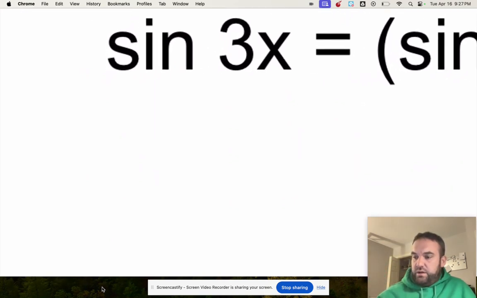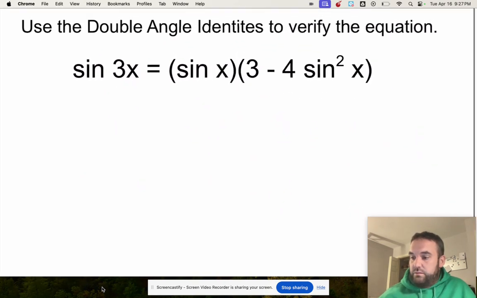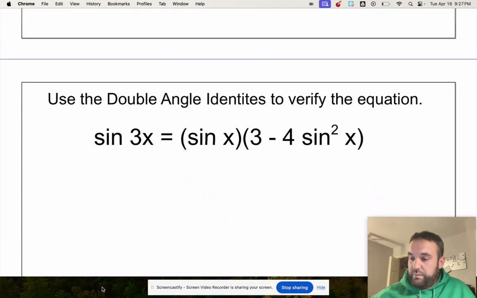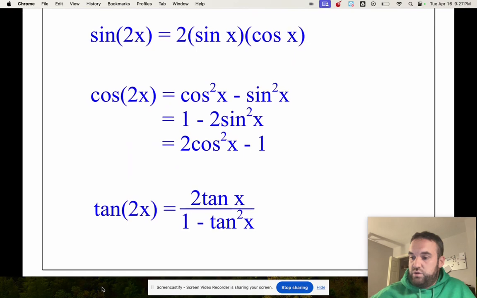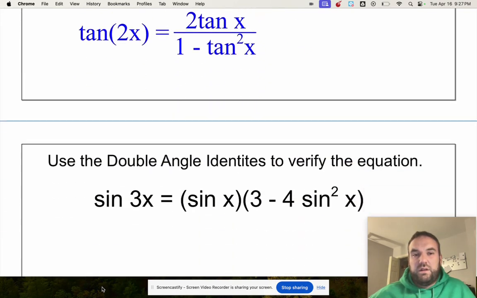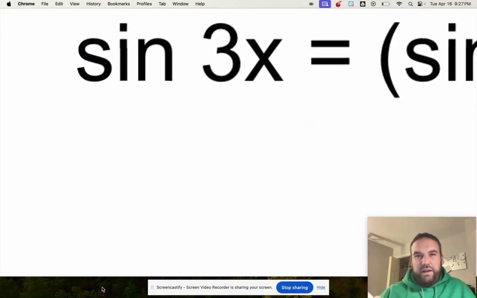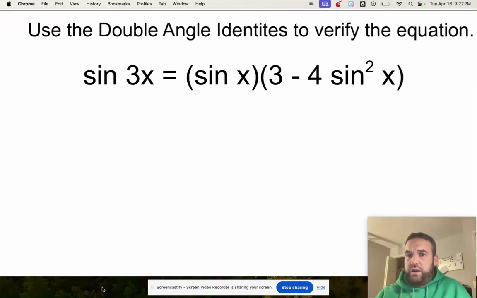So what I see here is I've got sine of 3x, okay? And what I can do with that is, if we go back up here, I see I have sine of 2x. I'm actually not going to jump right into these because the double angle of this, like 3x, is twice the angle 3 halves x, and I don't want to mess with fractions.